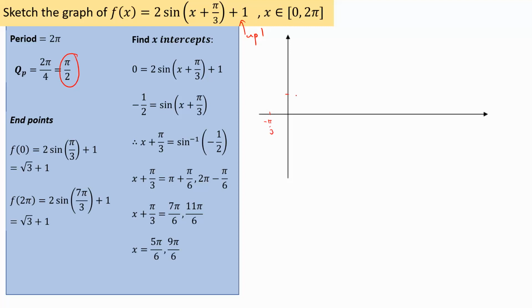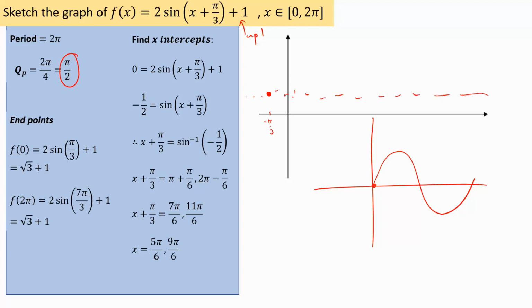But then it says up by 1, so this must be the middle. That's where I start. Because remember, how does a sine graph start? They always start at 0. So what I've done is I've taken the first point, moved it to the left by pi on 3, up by 1. So I know this must be the middle. Add 1, that's my middle. Then what's my maximum and my minimum?